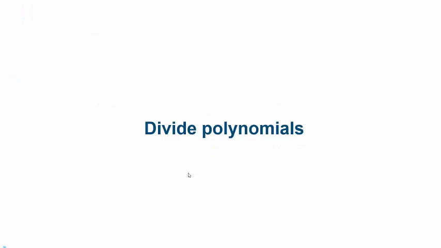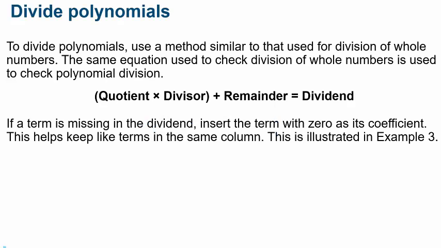Okay, let's do a little bit harder one. Now talking about how you divide polynomials. To divide polynomials, use a method similar to that used for division of whole numbers. The same equation used to check division of whole numbers is the same to check polynomial division. So quotient times divisor plus remainder has to be the dividend. If a term is missing in the dividend, insert the term with zero as its coefficient. This helps keep like terms in the same column, and this is going to be illustrated in our next example.